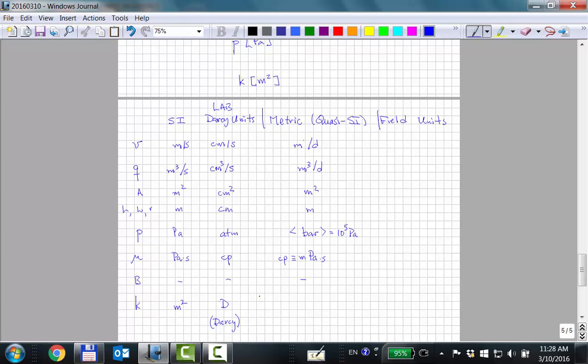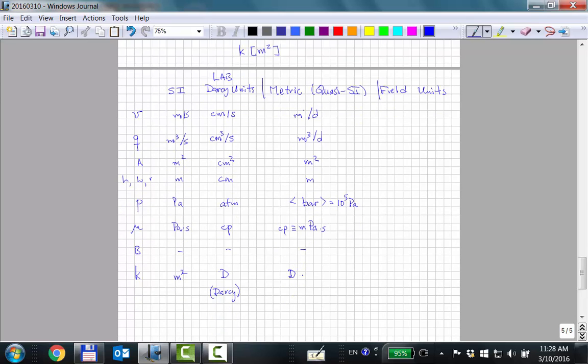B doesn't have a unit, and then permeability is usually one of two. It can either be Darcy or, more commonly, millidarcy. And we use little d. It's M for milli and little d for Darcy. That's the SPE nomenclature. Okay? It's not little m, big D. Okay, so it's usually millidarcy. And these are all going to be the same for oil or gas. Okay?